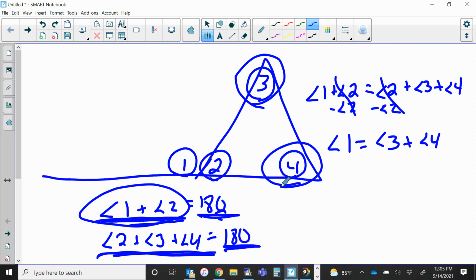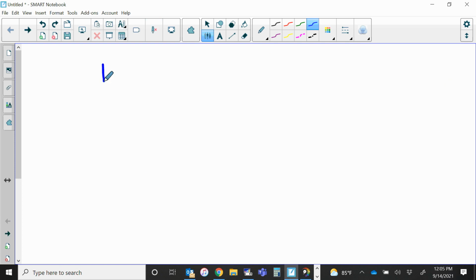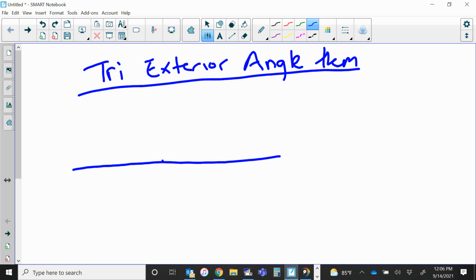Does that make sense? So here's the theorem. I just proved it to you. This is called the triangle exterior angle theorem. What's the most important part of geometry? Do you notice how much vocab we're going to get? This train ain't stopping. We're going to get vocab on vocab on vocab.